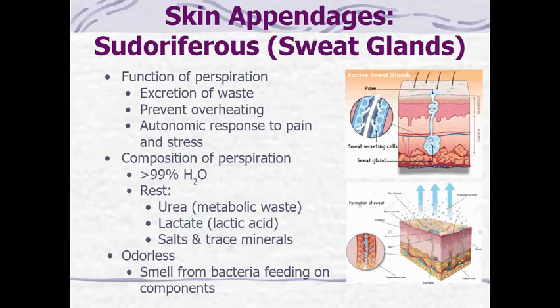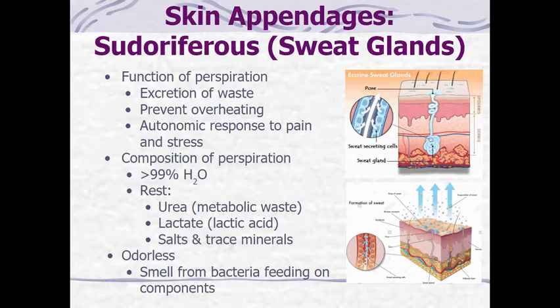And so the function of perspiration is to excrete waste. There's a chemical that we find in perspiration called urea. It's the same chemical that we also find in urine. So it's a chemical that our body needs to get rid of. We mainly get rid of it in our urine, but we also can get rid of that same chemical in our sweat.